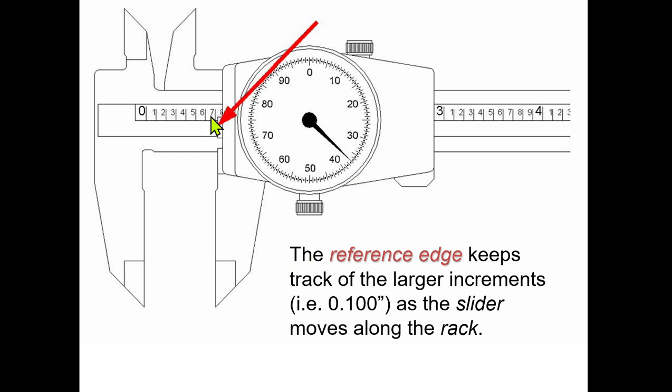This is your reference edge, so be careful. This is where you're going to take your reading on the blade and notice whether it's before or after a 100 thousandths numbered line. Okay? You don't count the numbered line until it's past this reference edge or on that reference edge.